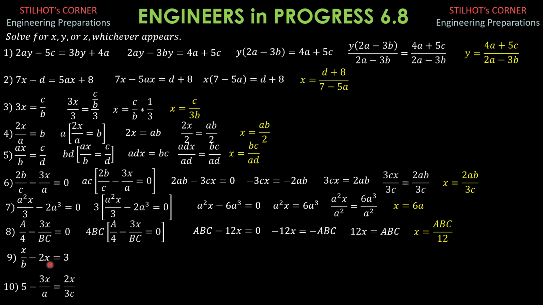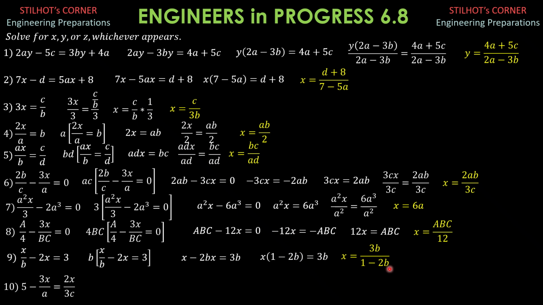Next, the LCD is b. Multiply everything by b of quantity x over b minus 2x equals 3. So this is x minus 2bx equals 3b. Factor out x, so x times quantity 1 minus 2b equals 3b. Divide everything by 1 minus 2b, so x therefore is 3b over 1 minus 2b. And for this solution to be valid, the denominator should not be 0, so b should not be equal to 1 half. That's the restriction.